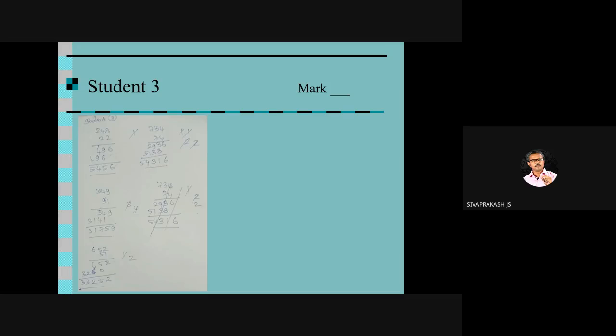Now I have completed all the three students' valuation. So as an ideal teacher, you have completed. Now I request you, how many of you would like to go back and see student 1 and student 2 again and value again? How many of you would like to go back and see the student 1 answer sheet again and value?